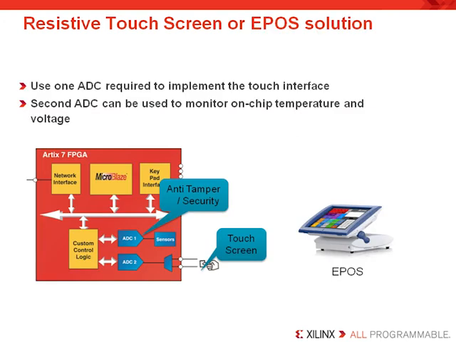Another touchscreen application is a point-of-sale terminal. In this case, you can use the second ADC to monitor for an anti-tamper situation. The XADC can be instantiated into the design where one of the ADCs is assigned to do the touchscreen operation. In this situation, the second ADC is assigned to monitor the sensors to detect any physical tampering of the EPOS enclosure.